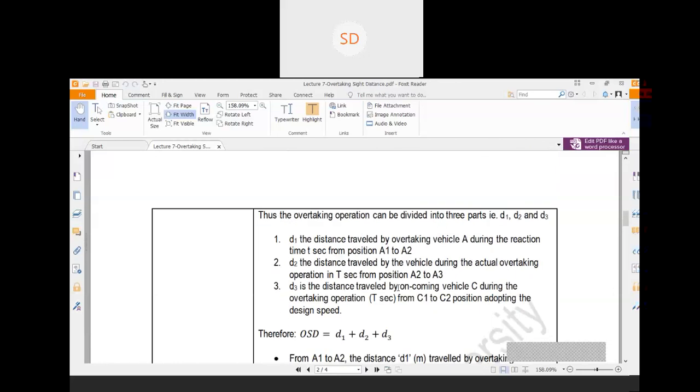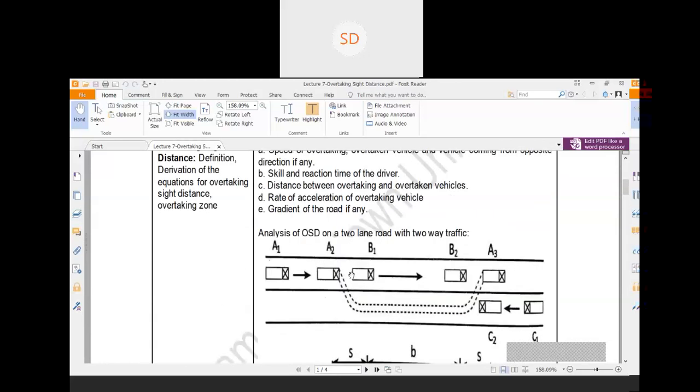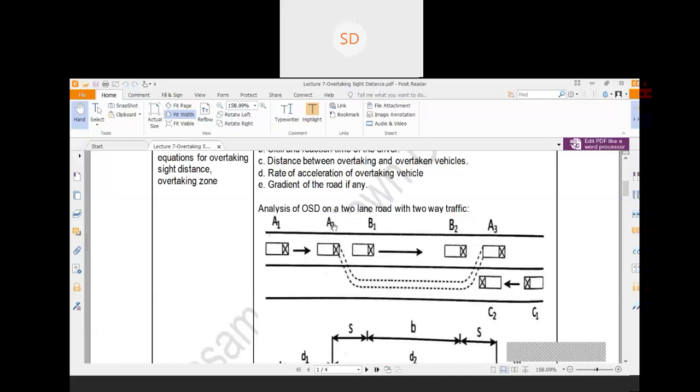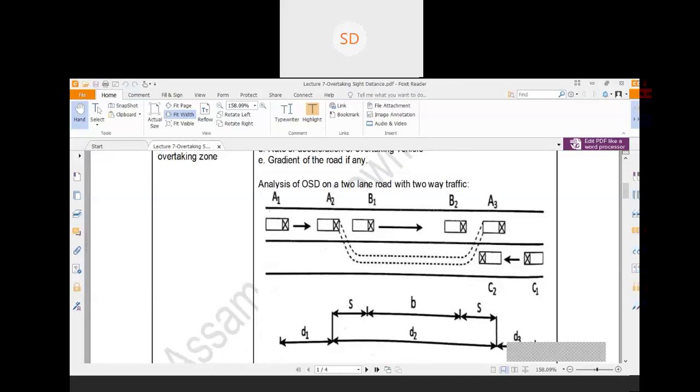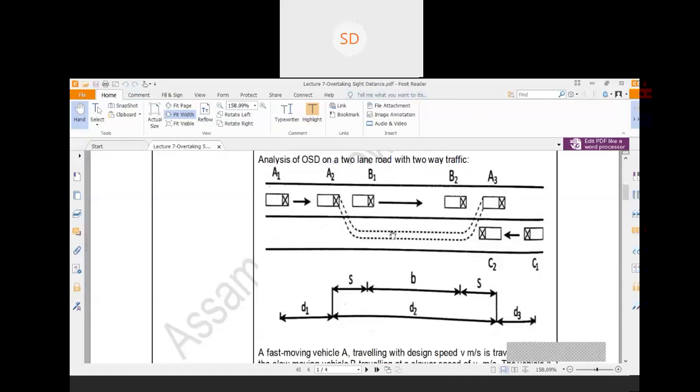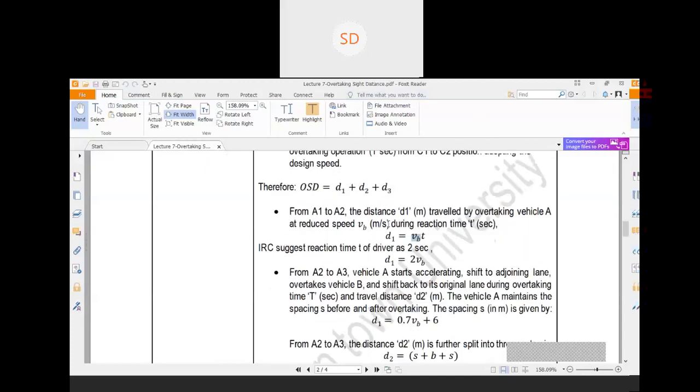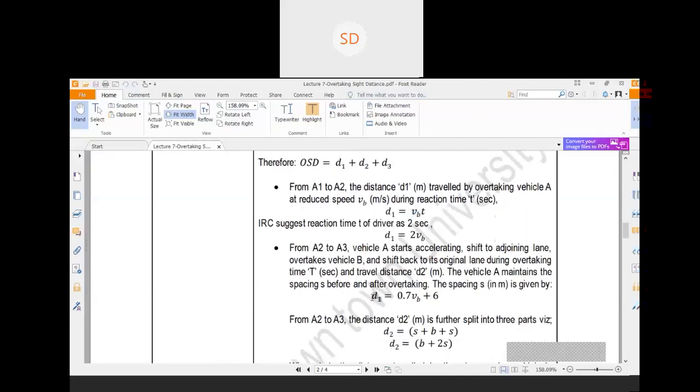Now another thing you need to consider, which I have discussed: before the overtaking operation and after the overtaking operation, the vehicle A will maintain a safe distance from vehicle B. That safe distance is basically called spacing. That is called spacing. Sorry, here that is incorrect. That would be S.